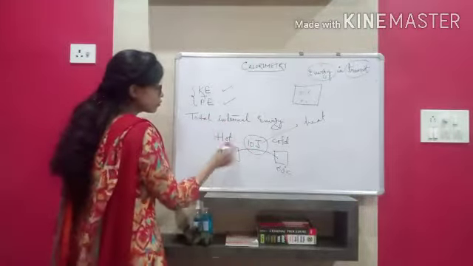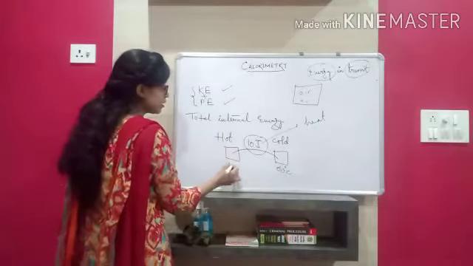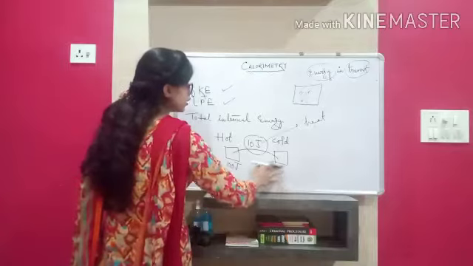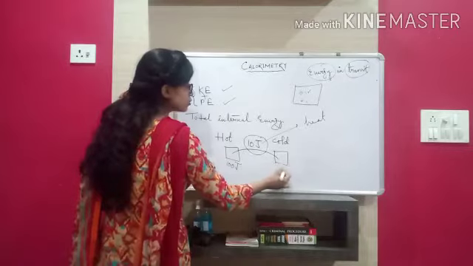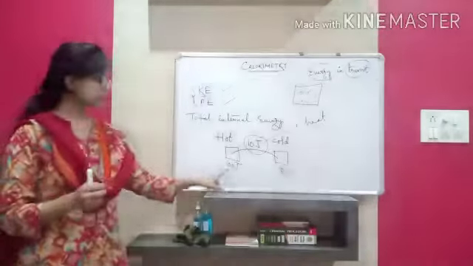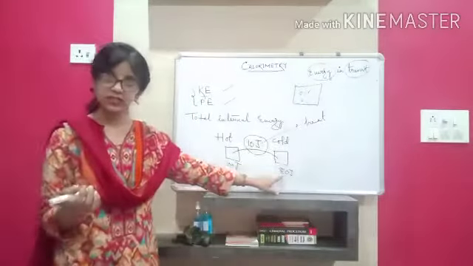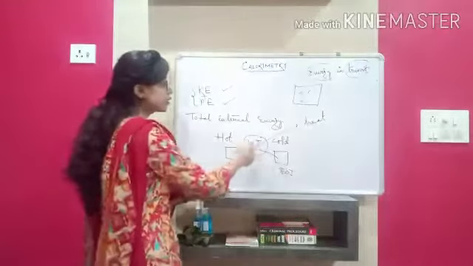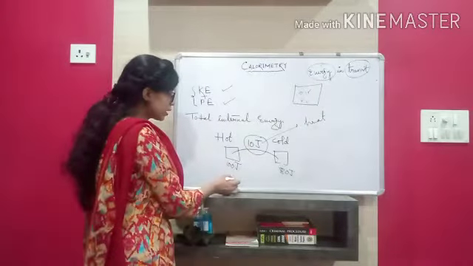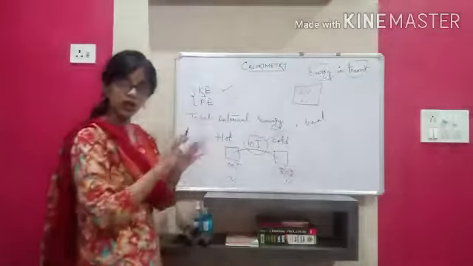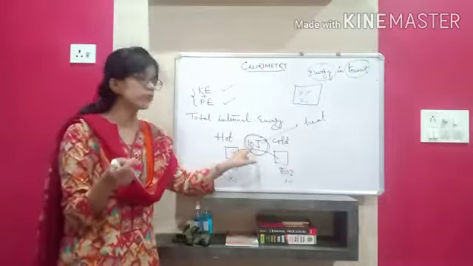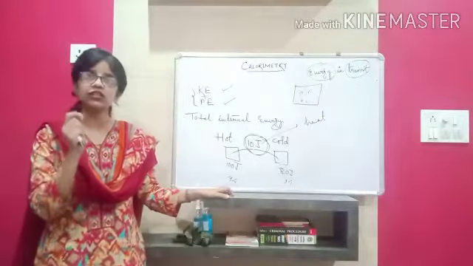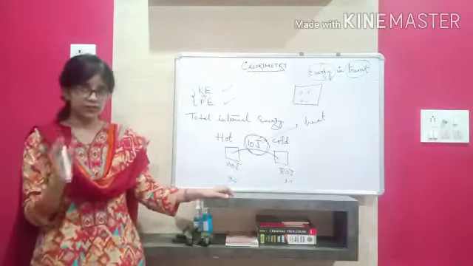Let's say this hot body is having a total internal energy of 100 joule, and this body is having 80 joule. Of course this is having more internal energy, this is having less internal energy, and the amount of energy transferring is 10 joule. So this will become 90 joule and this will become 90 joule. So they are now equal. Which amount of energy is transferring? 10 joule. So heat will be 10 joule, because heat by definition is the energy in transit. I hope you all are understanding what heat is.